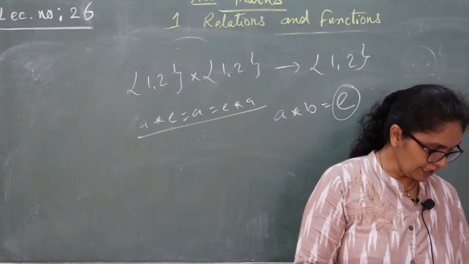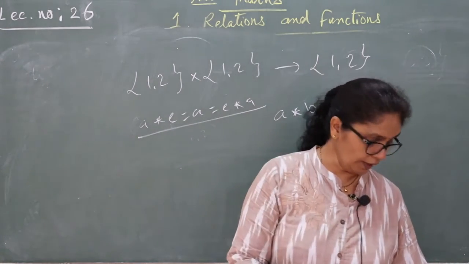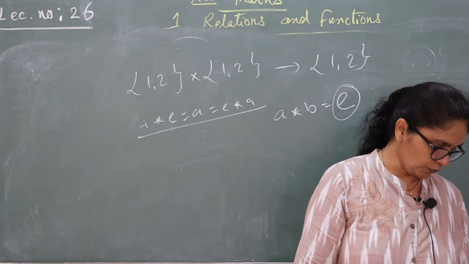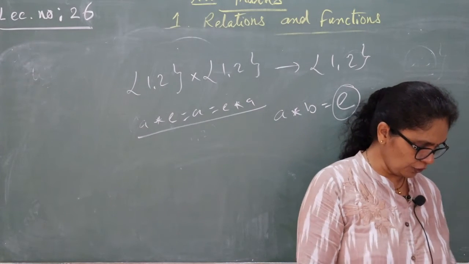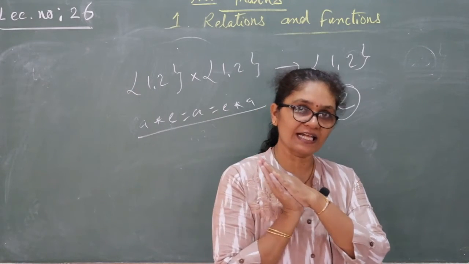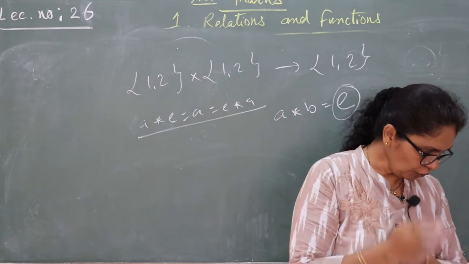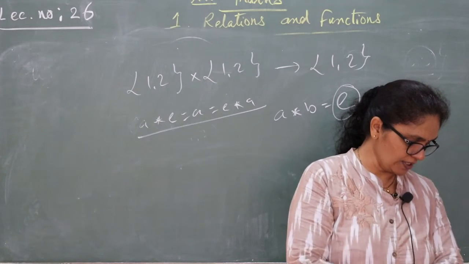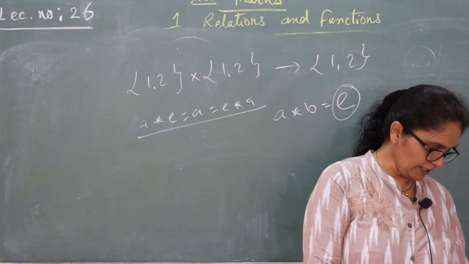So the identity element for (1,1) is 1, for (1,2) is 2. Same way (2,1) also gives 2. That way only the last pair is remaining. And what is the last pair? (2,2). So (2,2) means 2 is the inverse of 2 only.